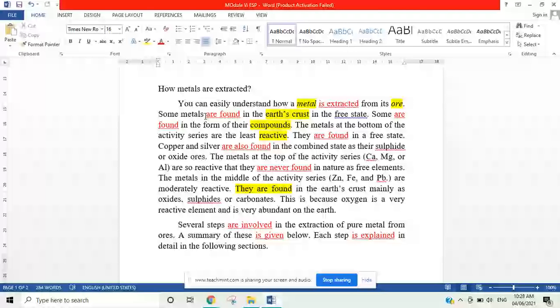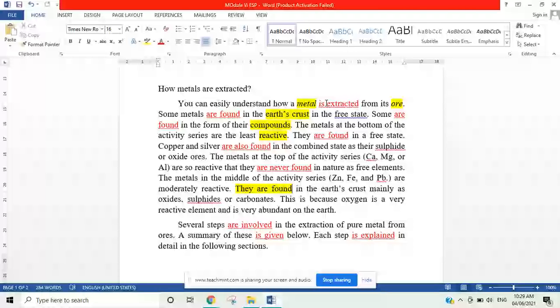So the words in blue are related to the science field, and the words or phrases highlighted in red indicate which voice or how grammar is used to present the information related to scientific processes or scientific notions. So they are in the earth's crust in the free state. Some are found in the form of their compounds. So compound is also a common word used in the field of science.